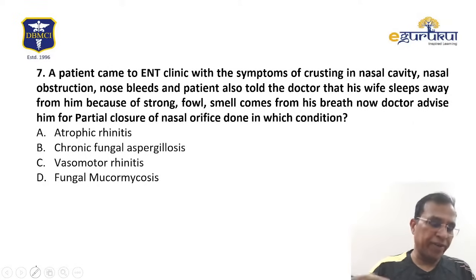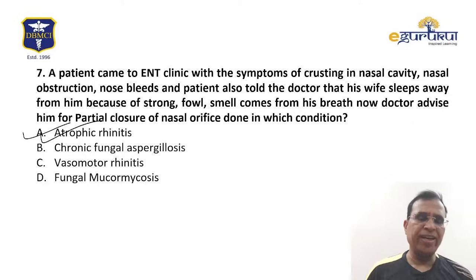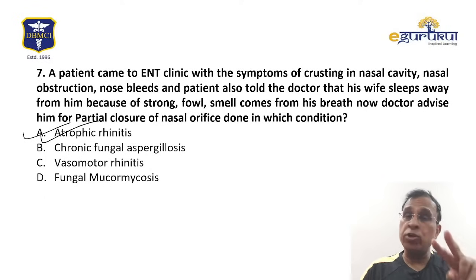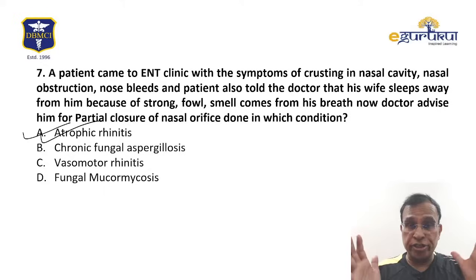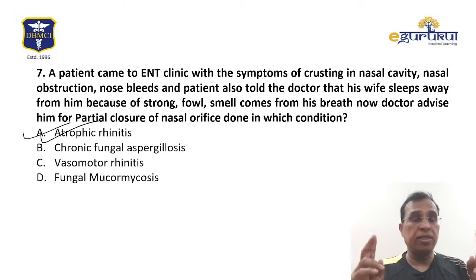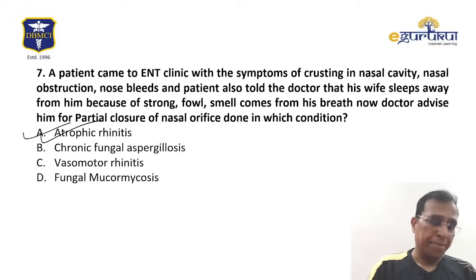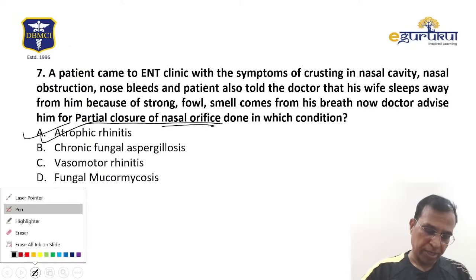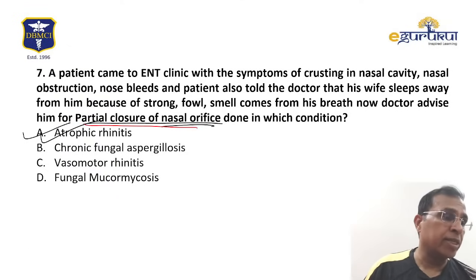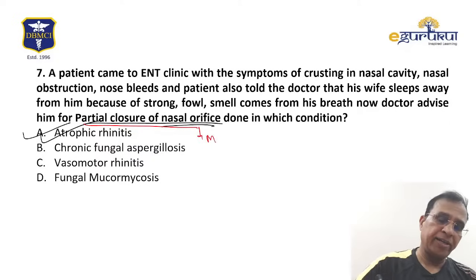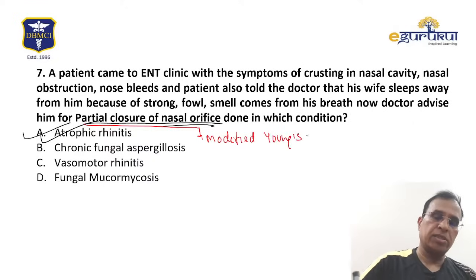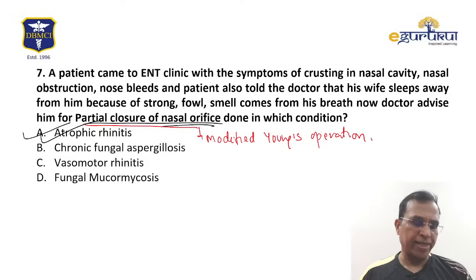So this is clearly atrophic rhinitis. So most of you have got it correct. A very typical atrophic rhinitis, again 2 questions in the gap of 3 years. They've asked 2 questions on atrophic rhinitis. Yes or no? So once again, this surgery, partial closure of the orifice, as Anu Moyal is correctly saying, is a modified Young's operation. Correct. So A is the correct answer.